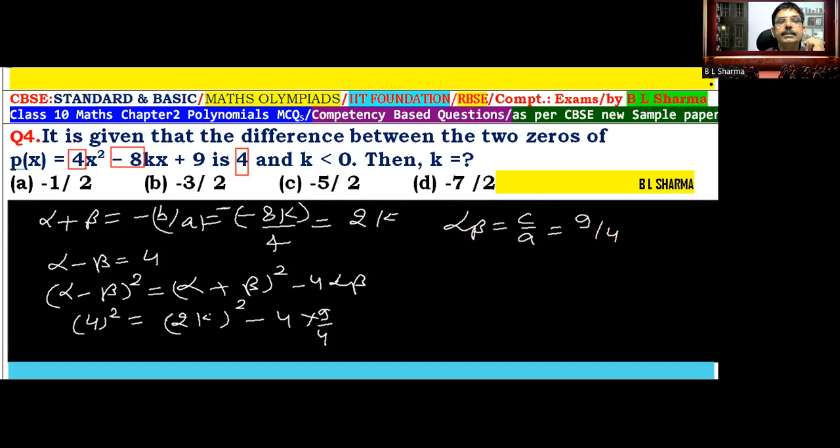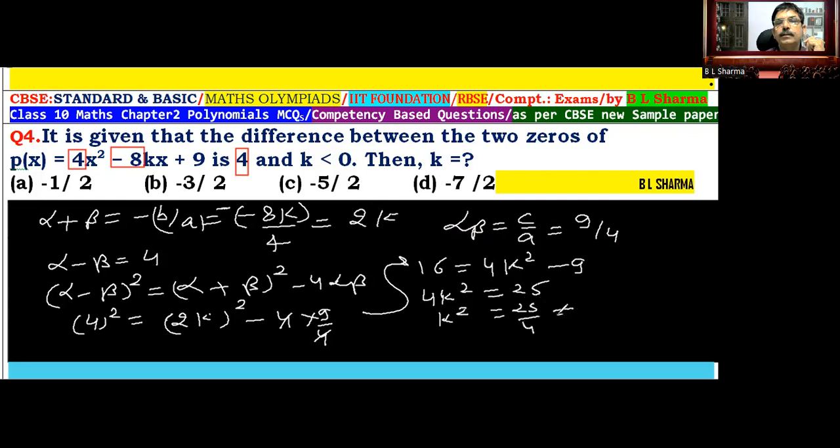Now we can further simplify. 4 4s are 16, that is 4k square. 4 and 4 cancel, that is minus 9. So 4k square is equal to 16 plus 9, that is 25. k square is 25 by 4. Therefore, the value of k will be plus minus square root of 25 by 4, that is plus minus 5 by 2.